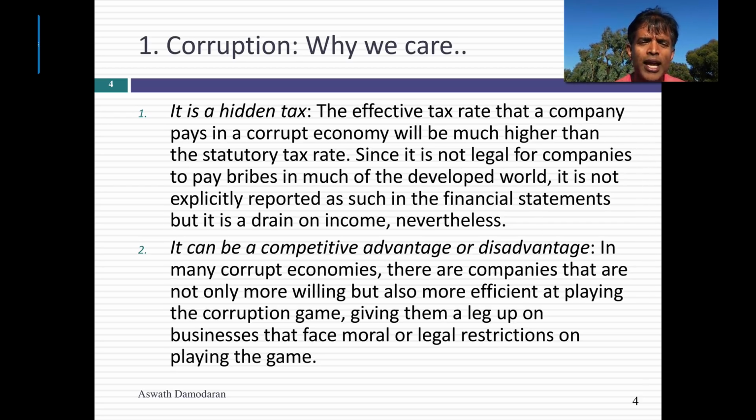So it is a hidden tax, and in much of the world, since it's not legal for companies to pay bribes, at least from the developed markets, they have to hide these costs elsewhere. Within these countries which have a lot of corruption though, this can become a competitive advantage. Companies that are particularly good at playing the corruption game, and they tend to be corrupt companies, have a competitive advantage over more straight-laced or legal companies that don't like to break the rules.